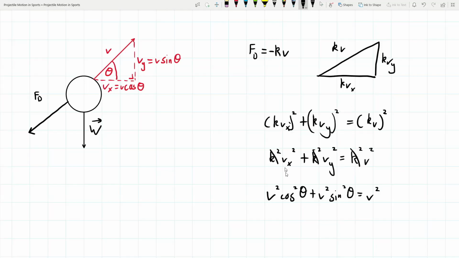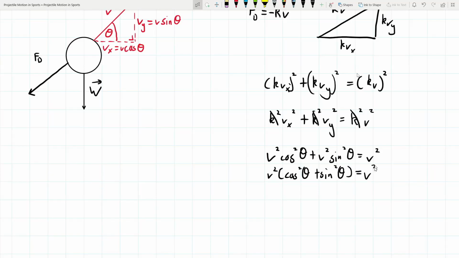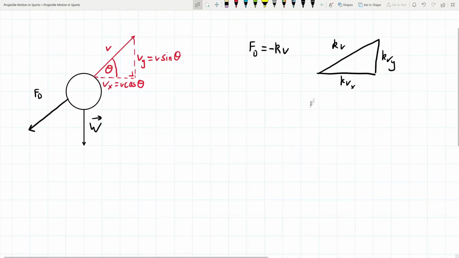So now we can factor out a v squared on the left side, so we get v squared times (cos squared theta plus sine squared theta) equals v squared. Cos squared theta plus sine squared theta is always going to be 1, which means that v squared equals v squared, so that is indeed correct. Okay, so we know that this is correct. We can say that the force of drag is going to be minus kvx in the x direction and minus kvy in the y direction.